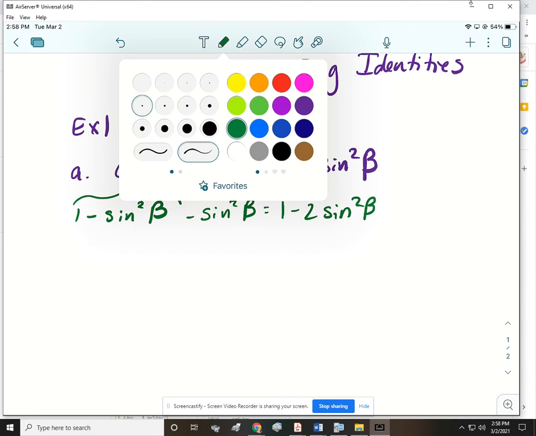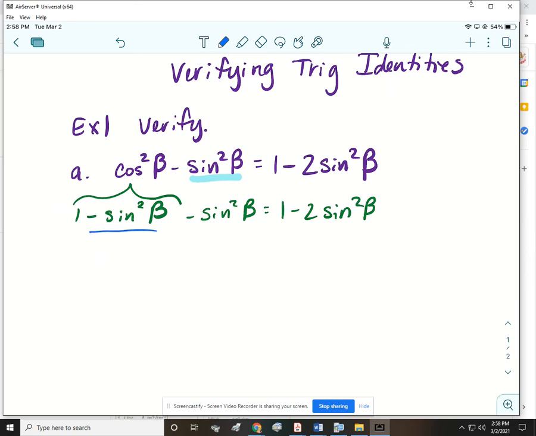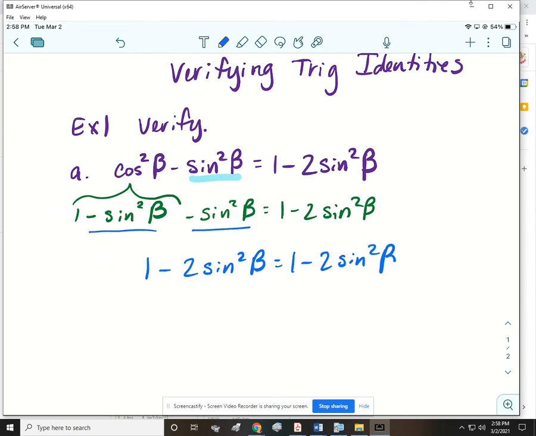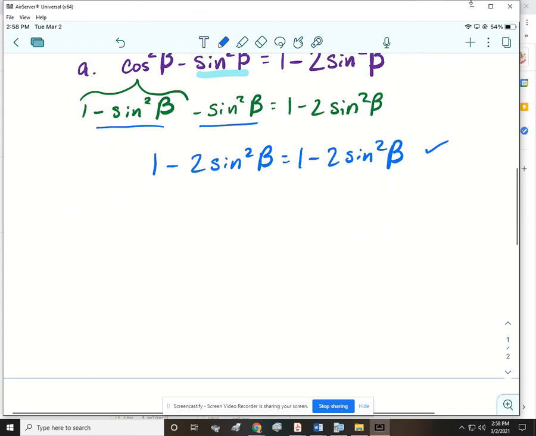Okay. And then we would want to combine our like terms. So negative sine squared of beta minus another sine squared of beta gives you negative 2 sine squared of beta. And then we're done. We have made the left side look like the right side, and you're finished.